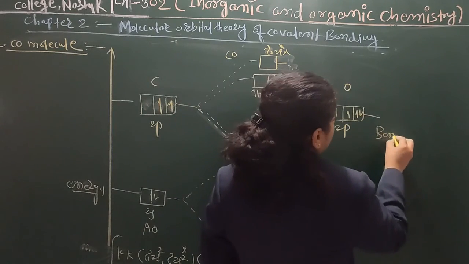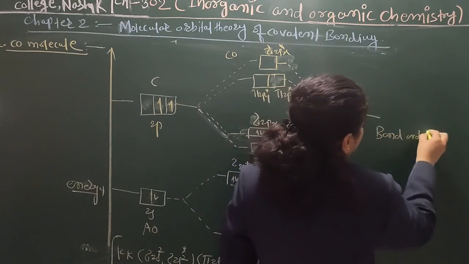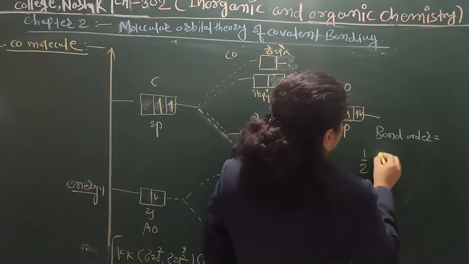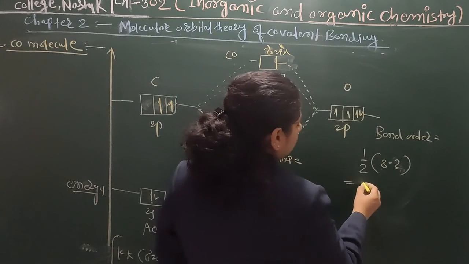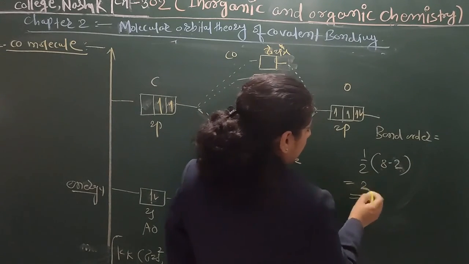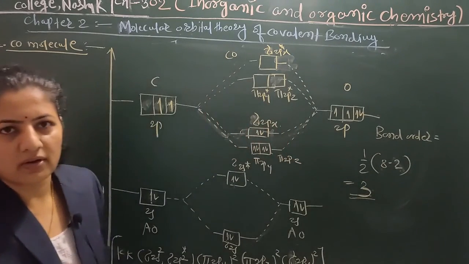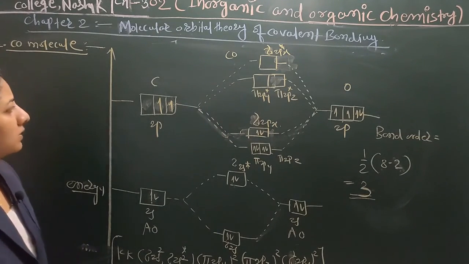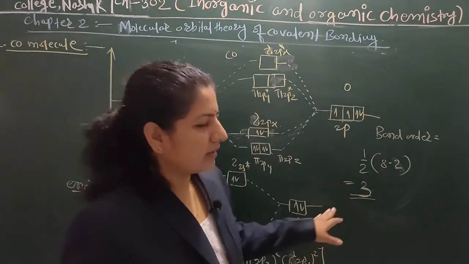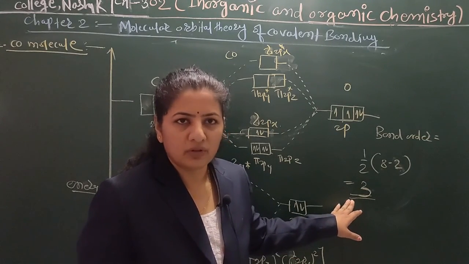So the bond order of the CO molecule is half into the number of bonding electrons minus the number of antibonding electrons. So here the total is 3. The bond order is 3 for carbon monoxide, that is the CO molecule. Bond order is nothing but the number of bonds present to form a molecule.